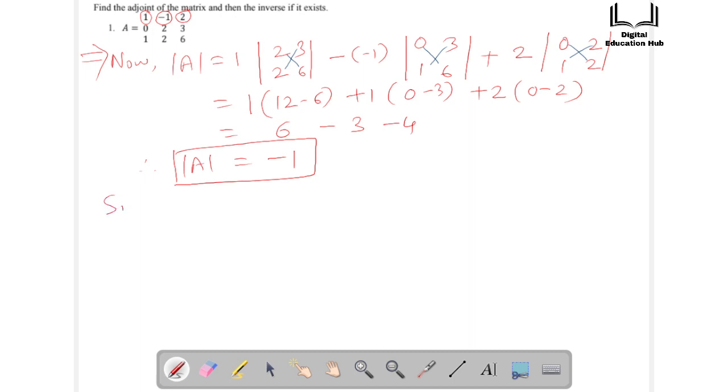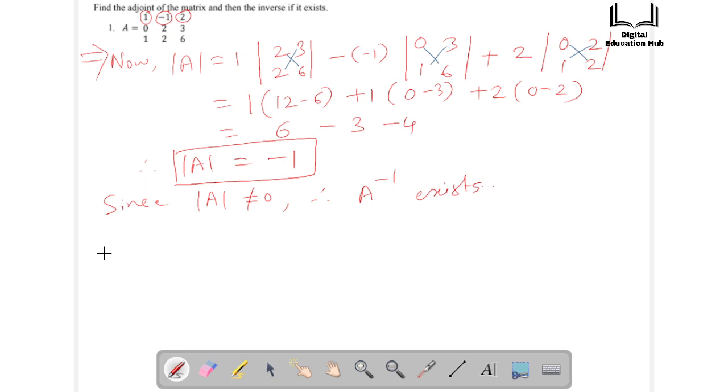So since determinant of A is not equal to 0, therefore we can say that A inverse exists. Since A inverse is existing, we can proceed with that particular method of finding the minors, cofactors and other elements. So we are going to apply this one. So we can proceed with this one.